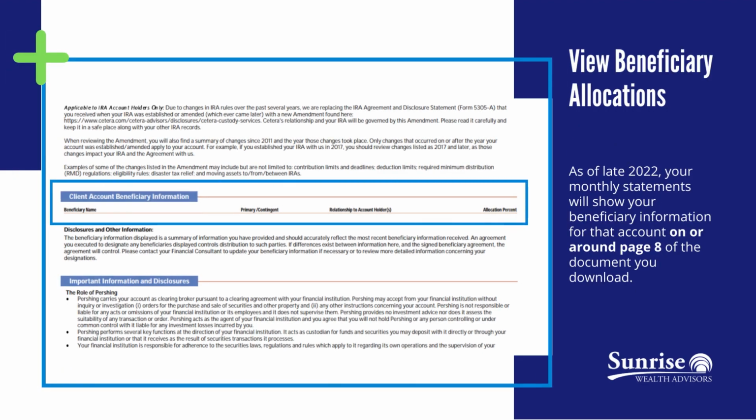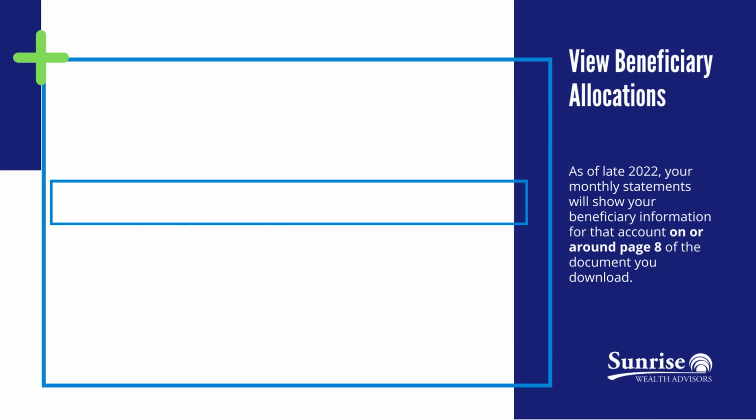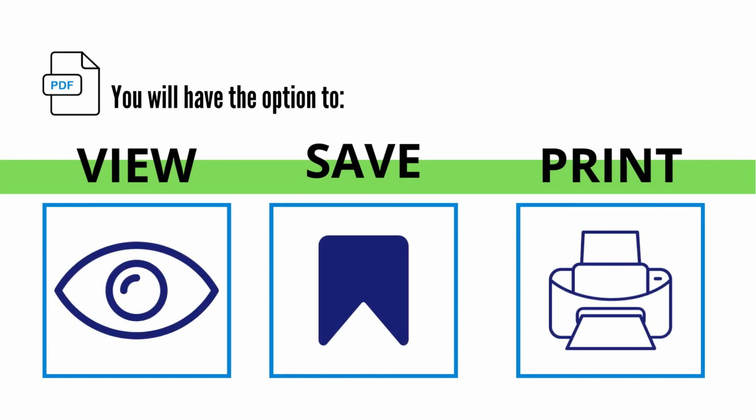Beneficiary names and allocations are now visible on these same applicable Pershing or Cetera account statements. You will have the option to view, save, or print any downloaded statement.